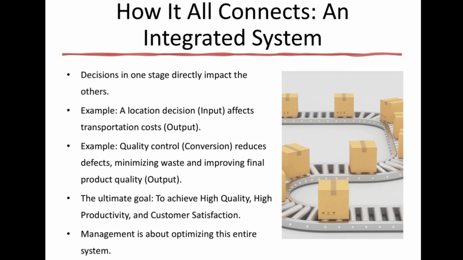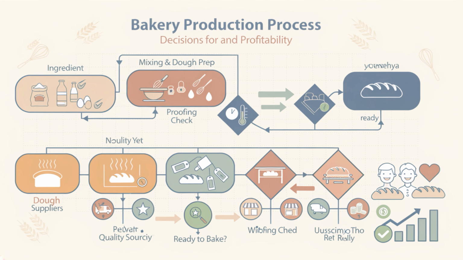So when you get your input decisions right, when you run an efficient conversion process and you manage your output smartly, the result is you end up with high quality, high productivity, and ultimately customer satisfaction. And it keeps the business profitable. So this wraps up our first objective on the major decisions in the production process.